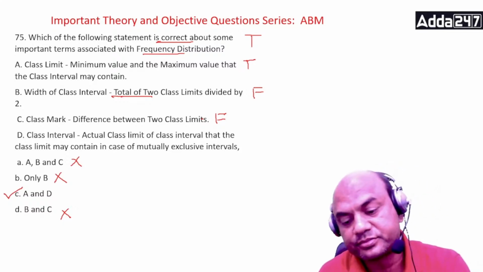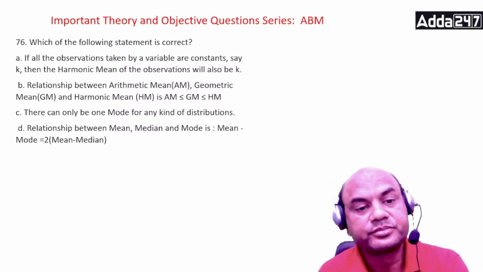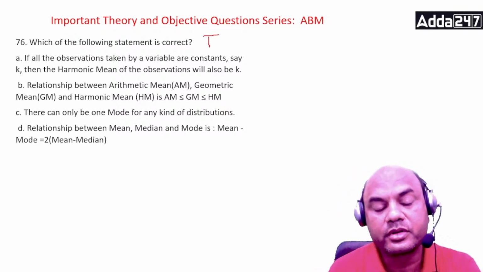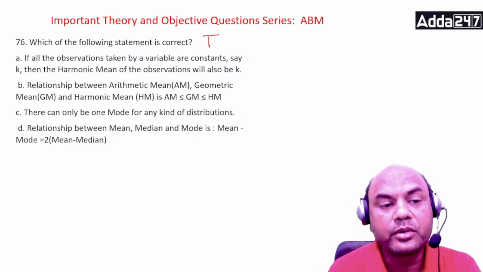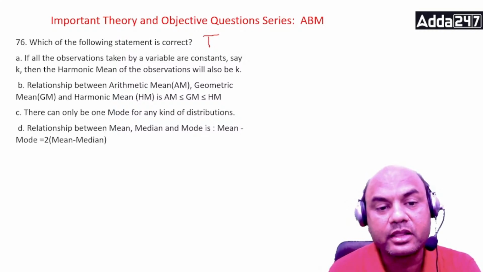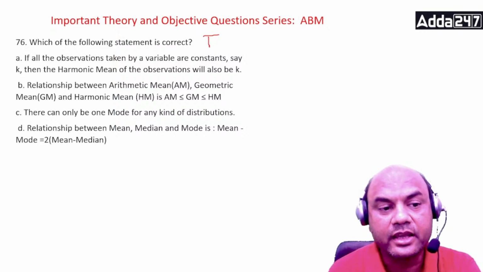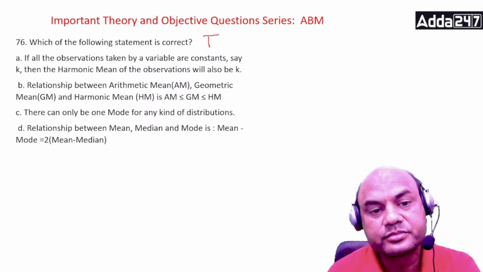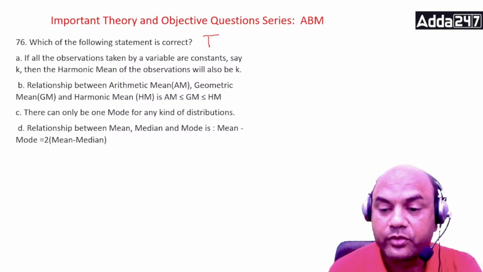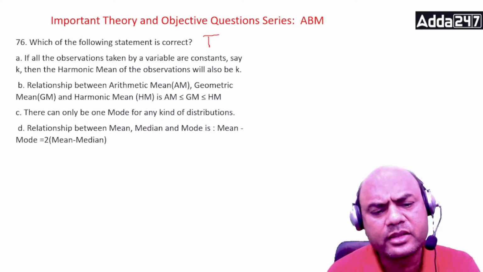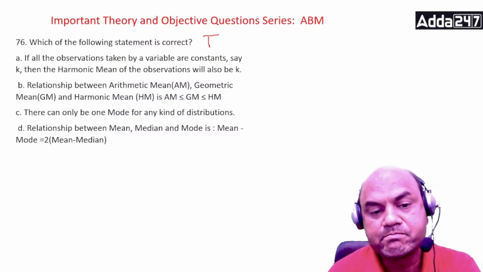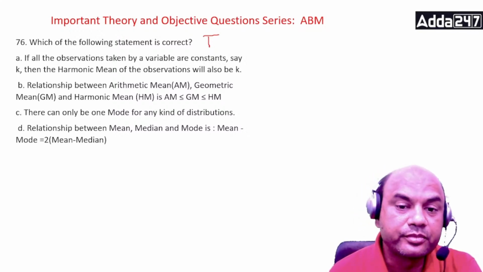Clear, everyone? Next one. Which of the following statements is correct? Again true you want. If all the observations taken by a variable are constant, say k, then the harmonic mean of the observations will also be k. You want the true one. If all the observations are k, meaning one same value everywhere, then the harmonic mean will also be k. Is it true? Let's see other ones.